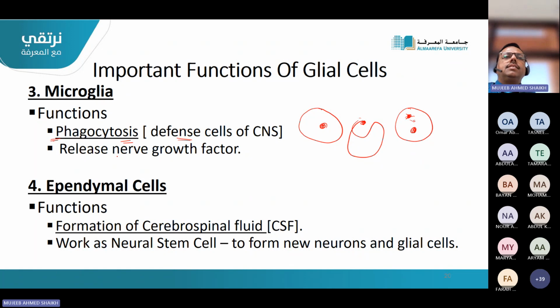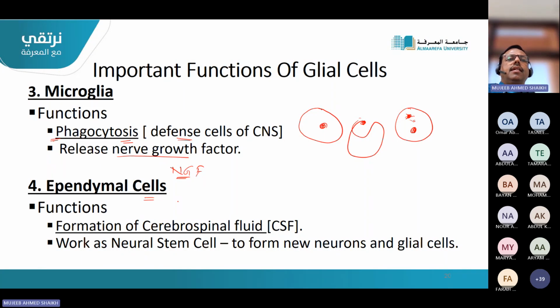Also, it will release nerve growth factor. Nerve growth factor, in the initial stages, increases the size and the number of neurons, forming new neurons. But during damage, it just helps to increase the growth of the myelin sheath or damaged cell.